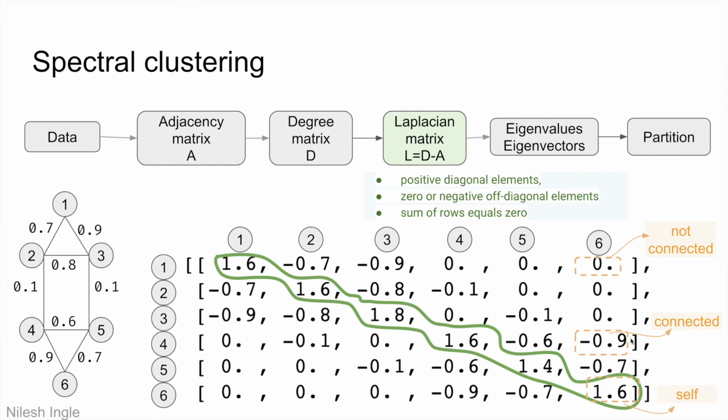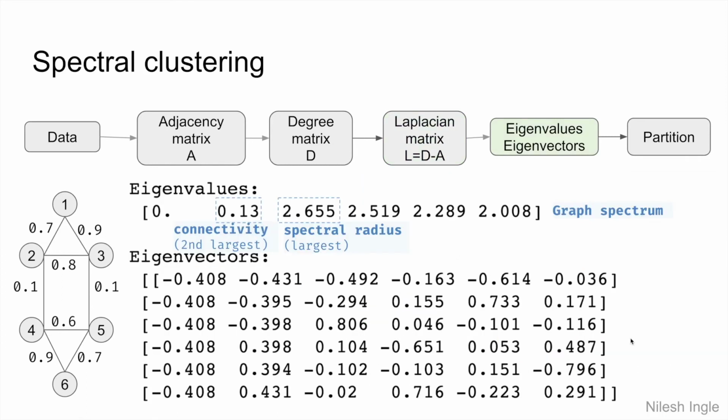Now, with this Laplacian, we can calculate the eigenvalues and eigenvectors for that matrix, and we get this set of eigenvalues right here. So the second largest eigenvalue, in this case 0.13, is called the connectivity, and the largest eigenvalue is called the spectral radius, in this case 2.655. And this particular set of eigenvalues is called a graph spectrum.